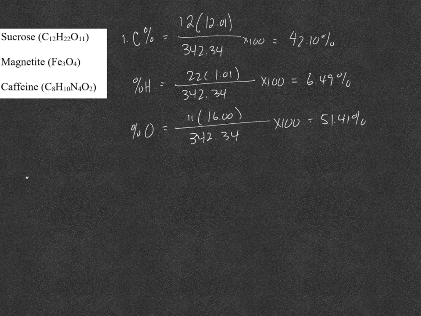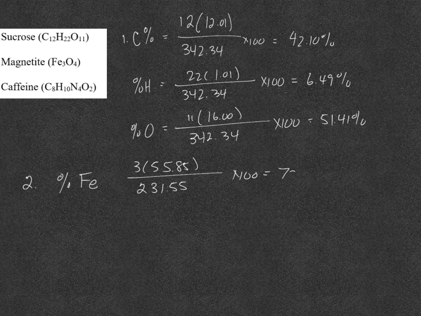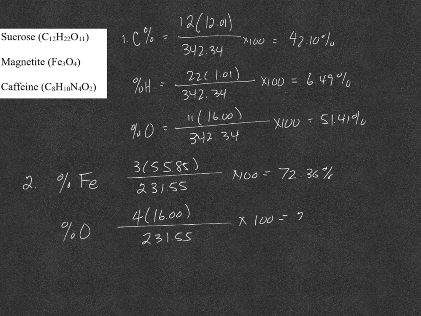All right, question 2. There are 2 elements. So you need to do the percent composition for iron and for oxygen. So for percent iron, it's going to be 3 times the mass of iron, which is 55.85, divided by the total mass, which is 231.55, multiplied by 100, and you get 72.36%. My percent oxygen is going to be 4 times the mass of oxygen, divided by the total, which is 231.55, times 100, and I get 27.64.